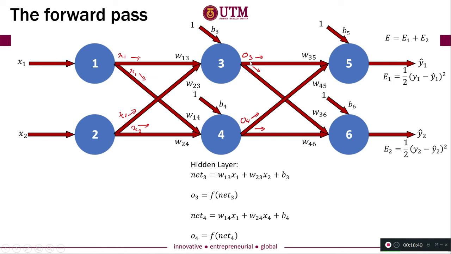So to find O3 or O4, you need to execute your activation function at this neuron with the input of net 3, where net 3 comes from the linear equation there. So this one is for neuron 3, this one is for neuron 4.